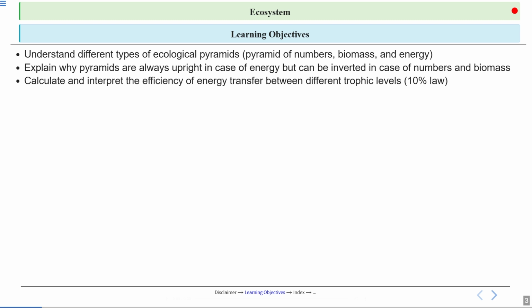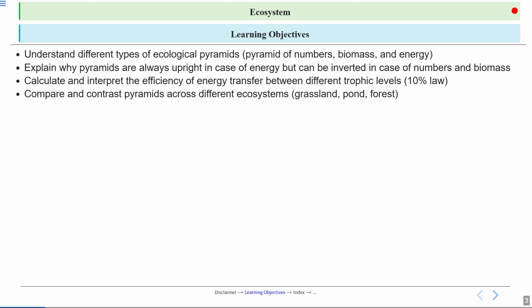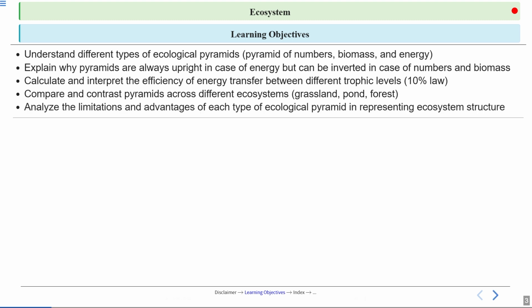We'll also calculate and interpret the efficiency of energy transfer between different trophic levels, which is the 10% law, which says that only 10% of the energy is transferred to the next trophic level. We'll also compare and contrast pyramids across different ecosystems: grassland, pond, and forest ecosystem. We'll also analyze the limitations and advantages of each type of ecological pyramid in representing ecosystem structure.